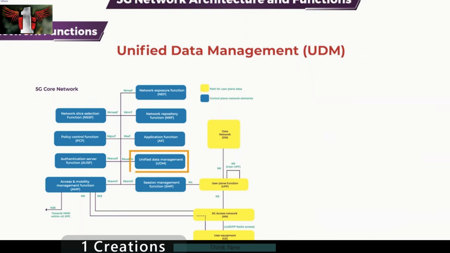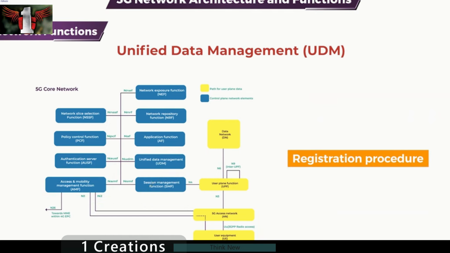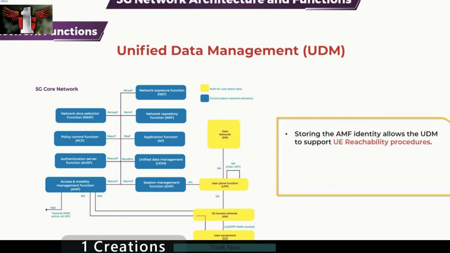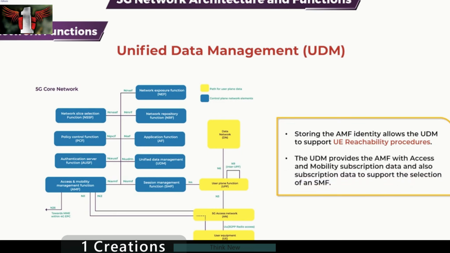The UDM interacts with the AMF during the registration procedure. The UDM stores, or uses a UDR to store, the AMF identity for the UE which is completing the registration procedure. Storing the AMF identity allows the UDM to support UE reachability procedures. The UDM provides the AMF with access and mobility subscription data and also subscription data to support the selection of an SMF.